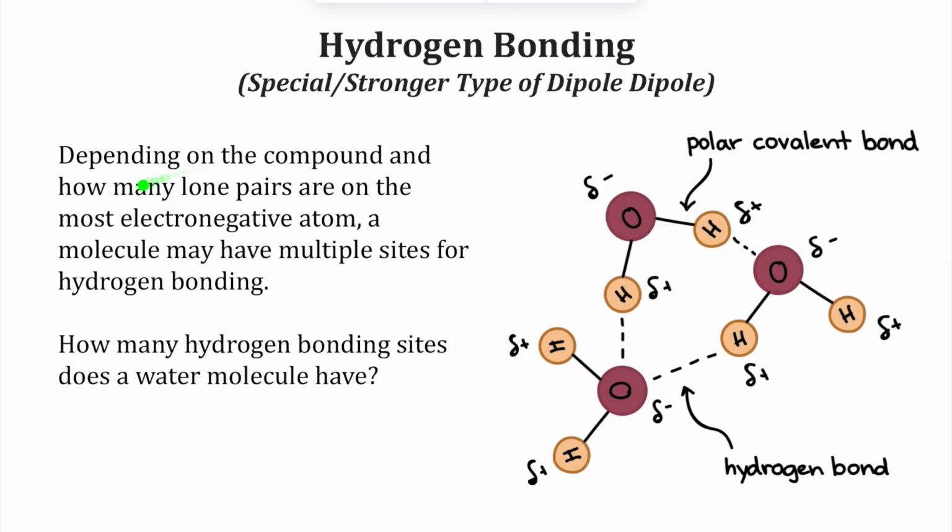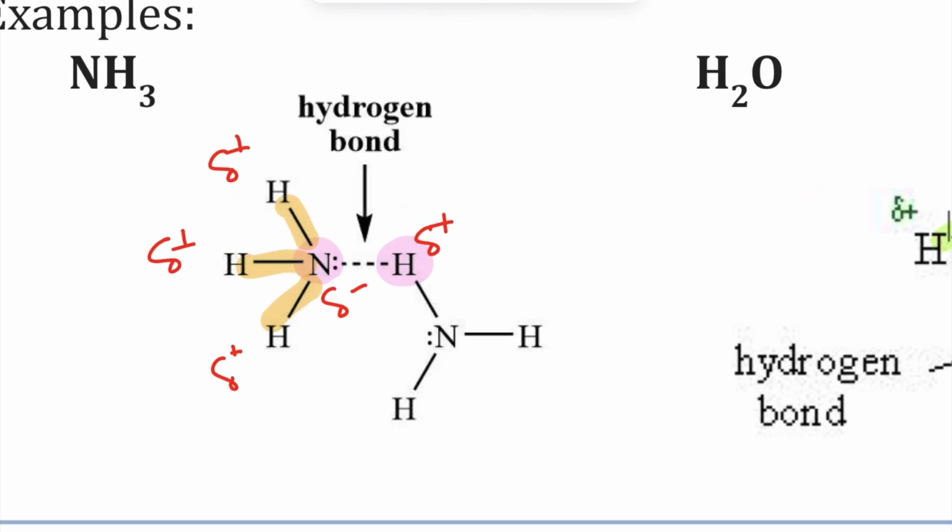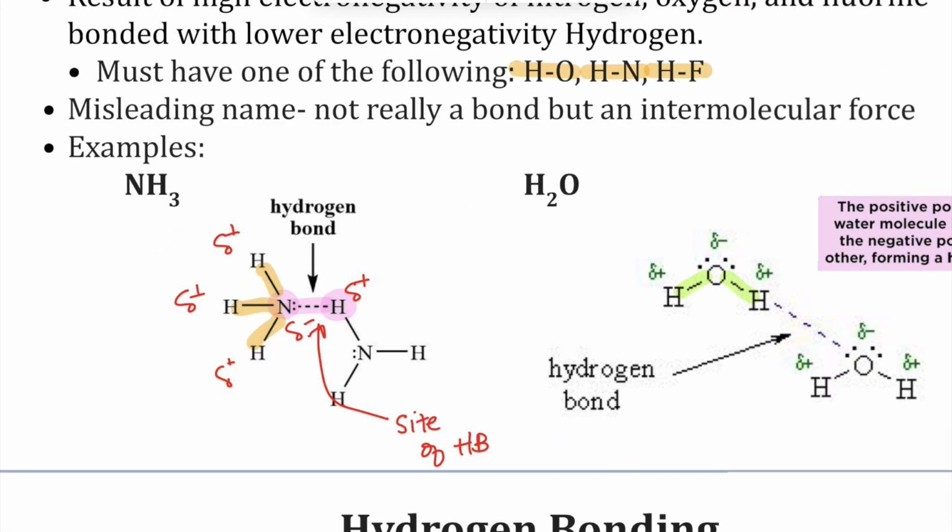Depending on the compound and how many lone pairs are on the most electronegative atom, a molecule may have multiple sites for hydrogen bonding. And so this is hydrogen bonding. Nitrogen only has one spot for that hydrogen bond to occur, which is that IMF. And so that is the site of hydrogen bonding that nitrogen can only attract one hydrogen on a different atom.